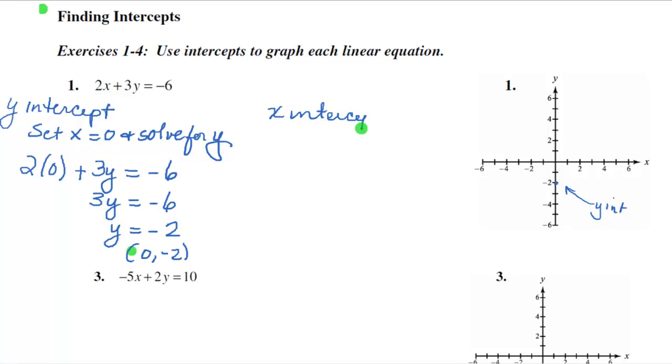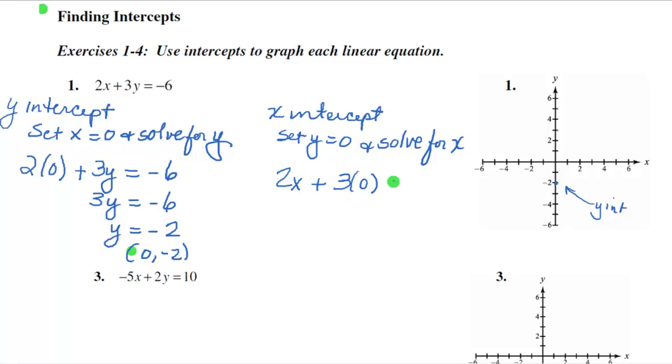Okay, now we'll find the x-intercept. This time we're going to set y equal to 0, and we'll solve for x. So go up to your equation, and again, substitute 0 where y is. So we get 2x plus 3 times 0 equals negative 6. And of course, 3 times 0 is 0, so we just get 2x equals negative 6. When we divide both sides by 2, we get that x is negative 3. So the ordered pair is (negative 3, 0). That's the ordered pair that goes with our x-intercept. This is where the line is going to cross the x-axis.